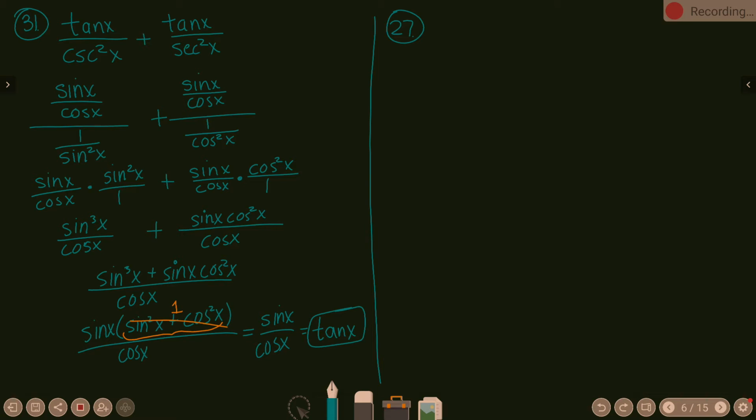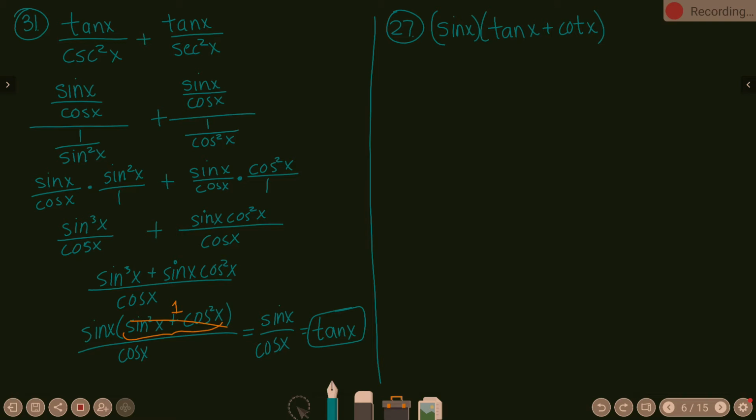Sine x, first parentheses, tangent x plus cotangent x. Okay, so we have sine x times tangent x plus cotangent x. Change it to cosine and sine. That's what I meant by reduce. Again, I'm trying to think if there's a better way, and I don't know.